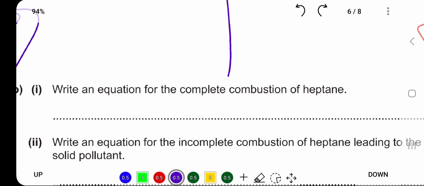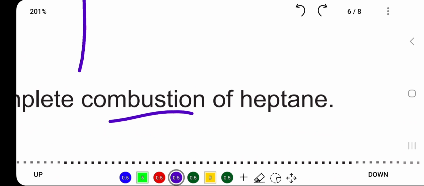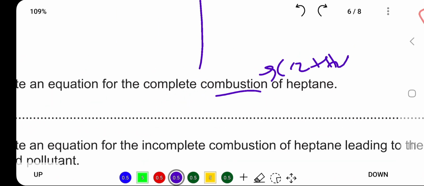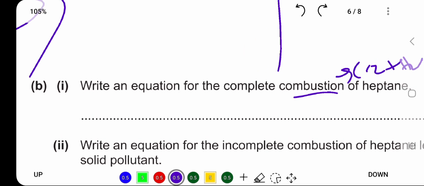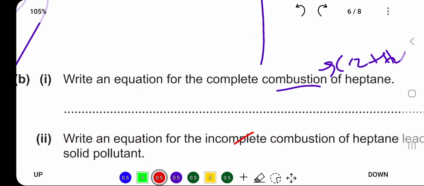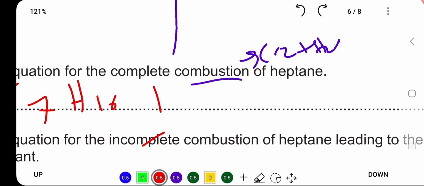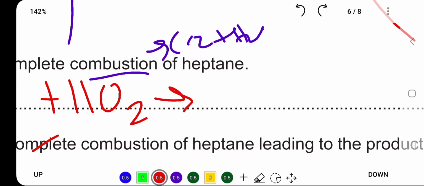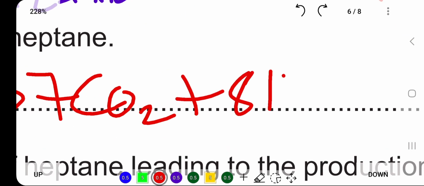Write an equation for the complete combustion. Combustion is always CO2 plus H2O. The only thing I'm going to do is balance it. That's what matters. The others you need to learn. C7H16. Okay, look, I'm not balancing here because you really need to learn how to balance. Plus 8H2O.